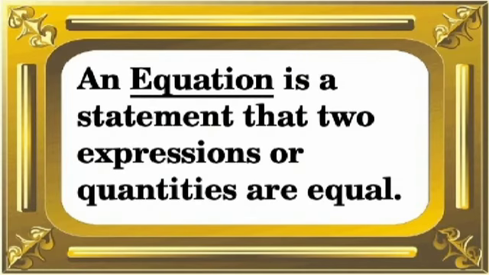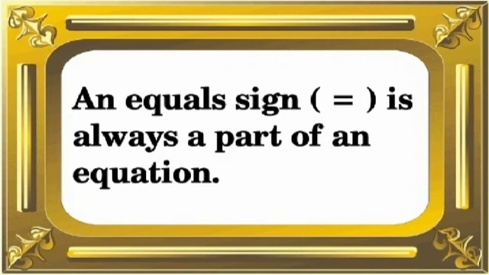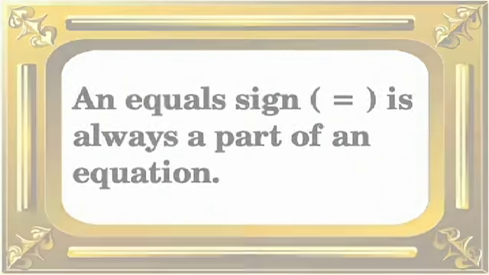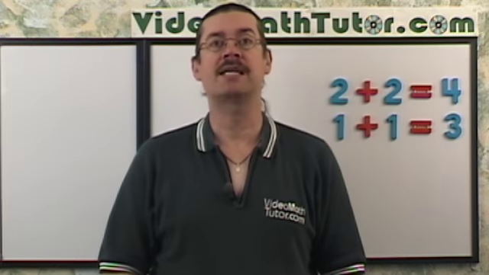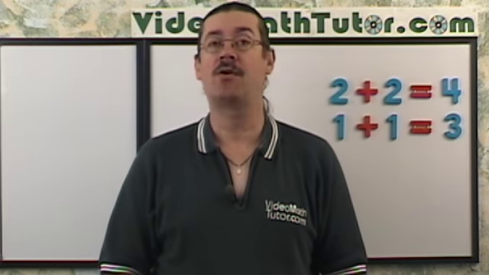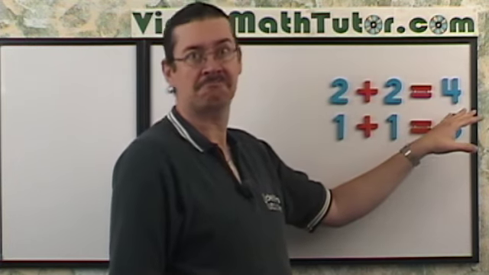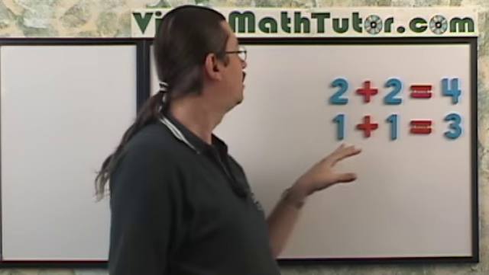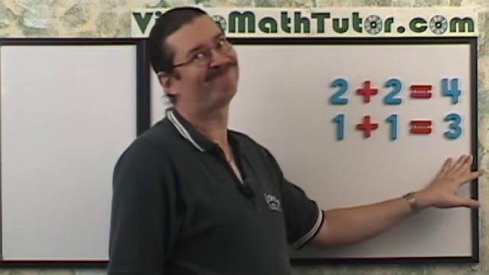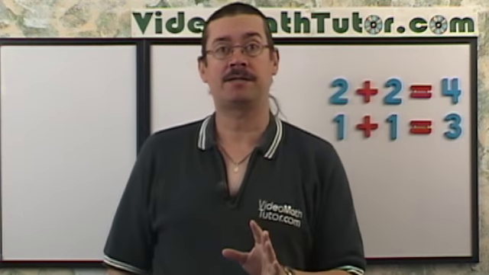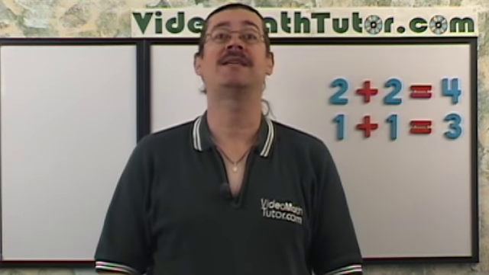An equation is a statement that two expressions or quantities are equal. An equal sign is always a part of an equation. Equations can be true, false, or neither. For example, 2 plus 2 equals 4? Yeah, that's true. 1 plus 1 equals 3? So that's false. Now let's take a look at an equation that's neither.